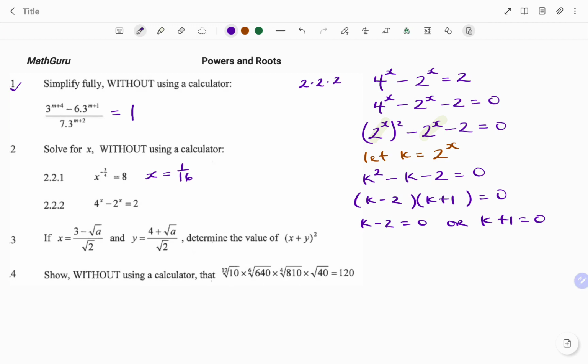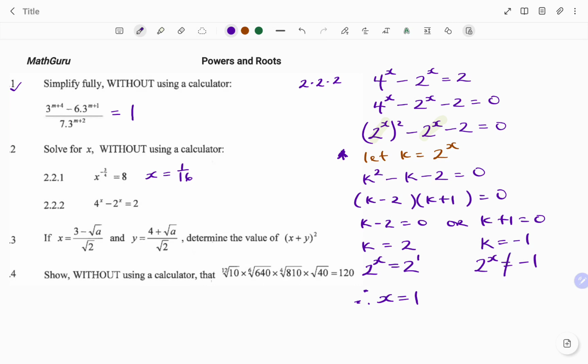I start with the left hand side. k will be equal to 2, and remember we have k equals 2 to the power of x, so I change my k to 2 to the power of x equals 2, which has an invisible 1 as shown. Therefore, my x is equal to 1, or I'm going to solve the right hand side. k will be equal to negative 1. k is 2 to the power of x equals negative 1. I can't have a negative number, so therefore 2 to the power of x cannot be equal to negative 1.